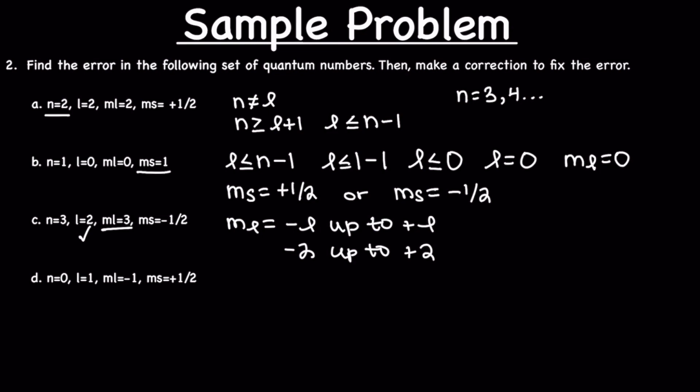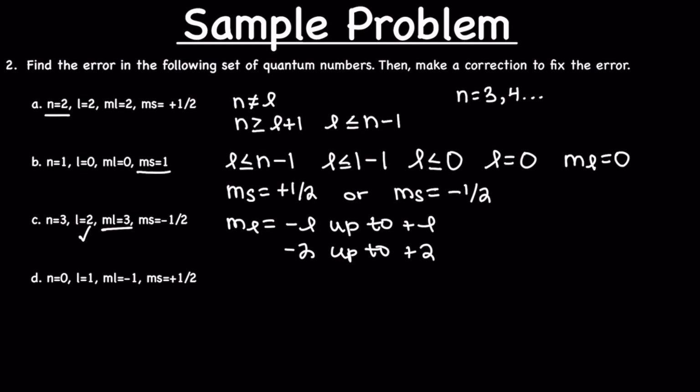In order to make the problem correct, what we need to do is change ML to be -2, -1, 0, +1, or +2. If it's any of those values, then the quantum number would be right.